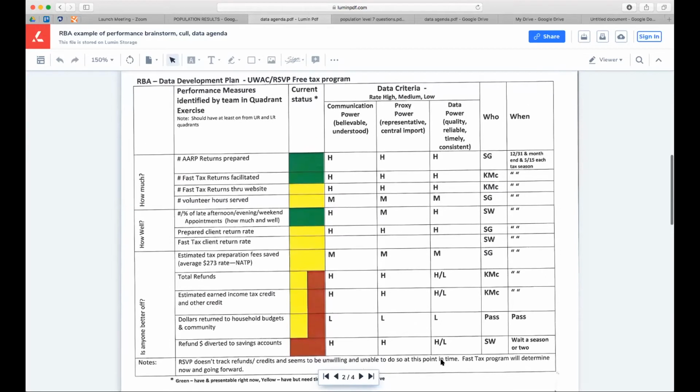So this should also be familiar. This is that data development plan. So on the left-hand side are those measures that passed the first cull. So anything that had probably a 4 or 5 moved over to this sheet. And again, we have some how muches, we have some how wells, and we have is anyone better off. And we just left the other ones behind. They don't get to come. We keep the history of it, clearly, but we don't bother talking about them anymore at this point.